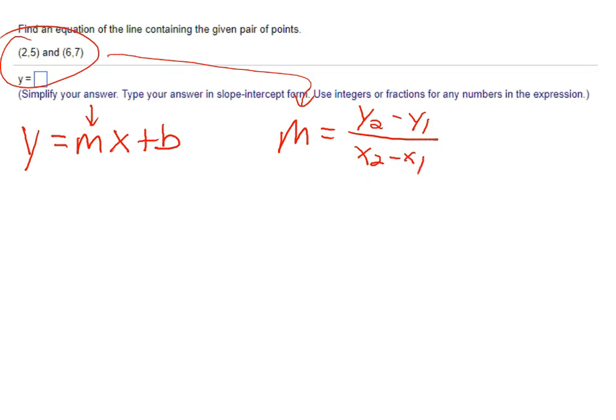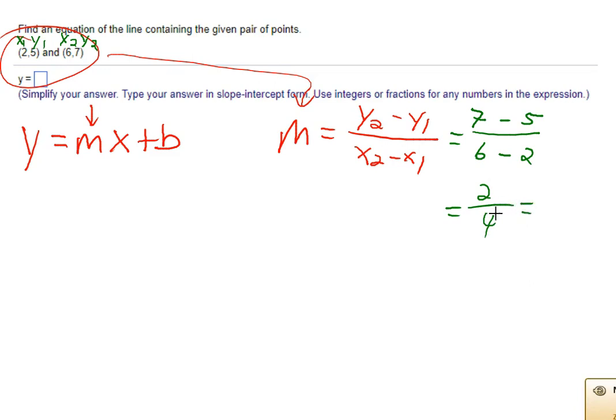So I'll label my points before I plug them in. So this is my first point. This will be x1, y1. This is my second point. So this will be x2, y2. Plug the numbers in the way I've labeled them. So y2 is 7 minus y1, which is 5, over x2, which is 6, minus x1, which is 2. And then I'll simplify. So 7 minus 5 is 2 on top. 6 minus 2 is 4 on the bottom.